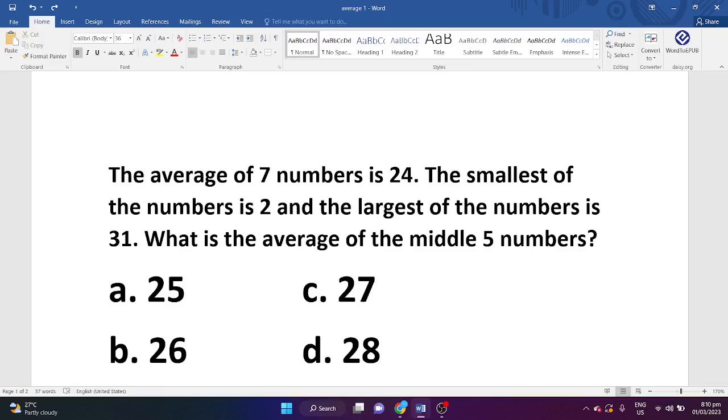So there are 7 numbers in our data set, and we only know 2 of the 7 numbers, and these are the smallest and the largest of the 7 numbers, namely 2 and 31. And we need to find the average of the 5 middle numbers. We're not asked to find the actual value of the middle numbers. We're just here to find the average of those 5 middle numbers. So we're good because we have the average of the 7 numbers.